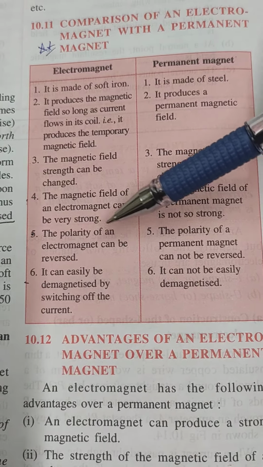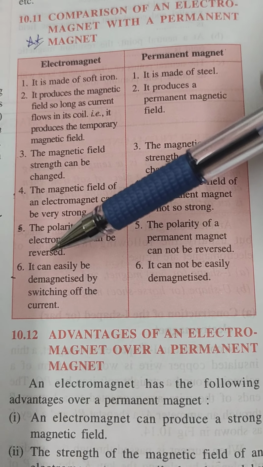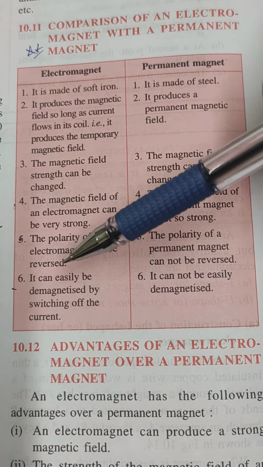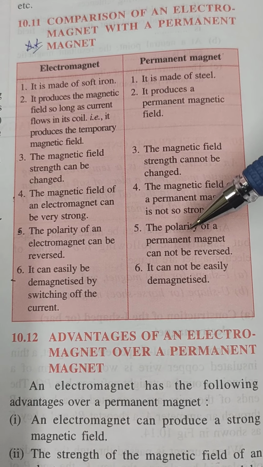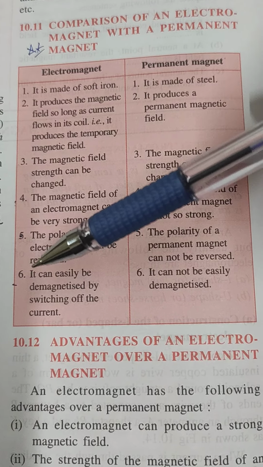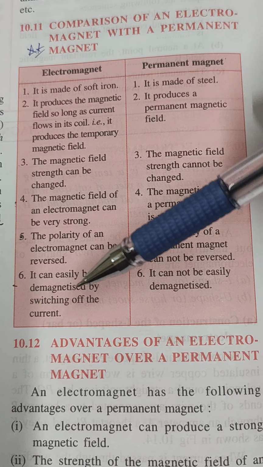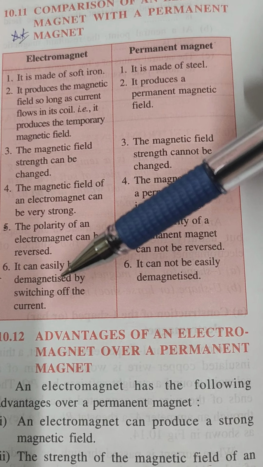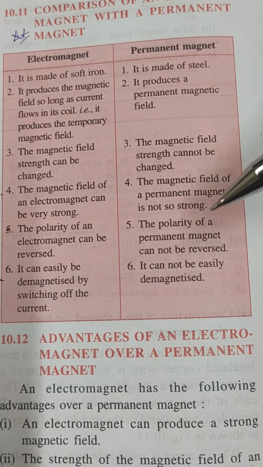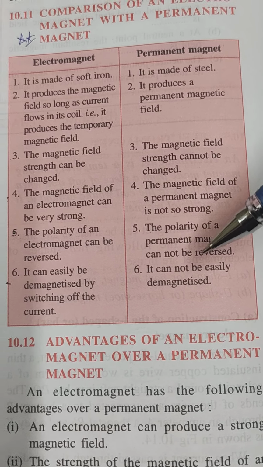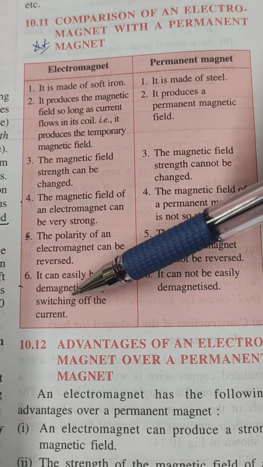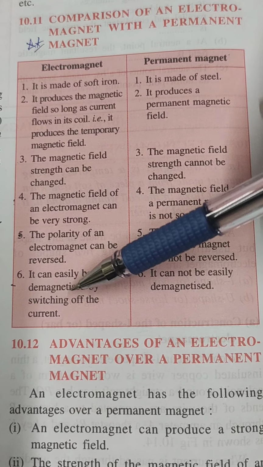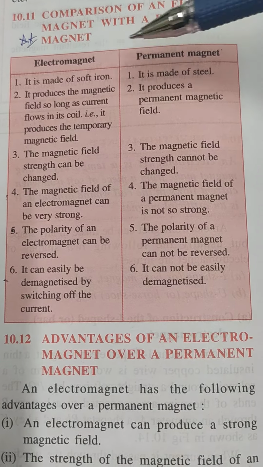The polarity of an electromagnet can be reversed. How can we reverse? By changing the direction of the current, but it cannot be done in the case of a permanent magnet. And point number 6 is it can easily be demagnetized. How do we demagnetize? By simply switching off the current, but in the case of a permanent magnet we cannot easily demagnetize. Now points number 4, 5 and 6 are the advantages of the electromagnet over a permanent magnet.